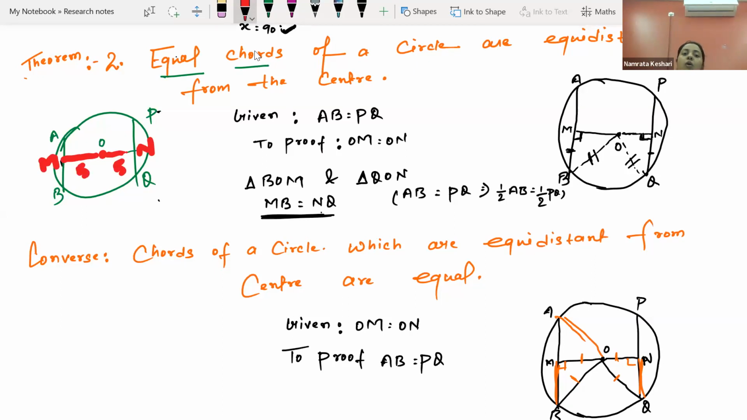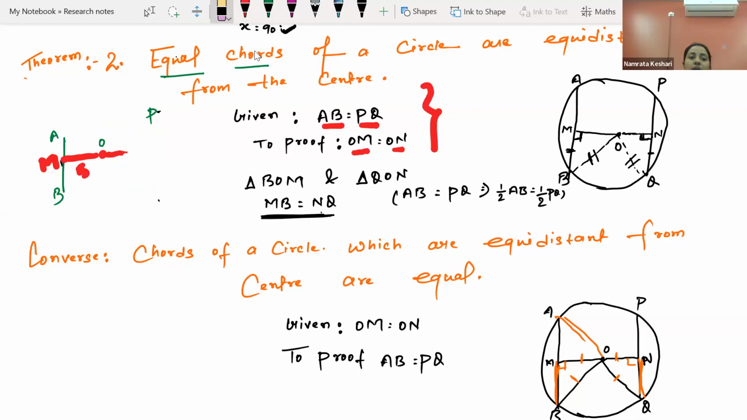So very clearly we have written that we know AB is equal to PQ, and we have to show that OM is equal to ON. Till here, is it clear to all of you? Yes, sir. Okay. Now again, we will be drawing triangles and we will try proving them congruent. So I'm drawing the figure over here.